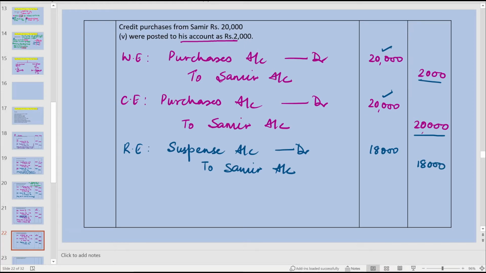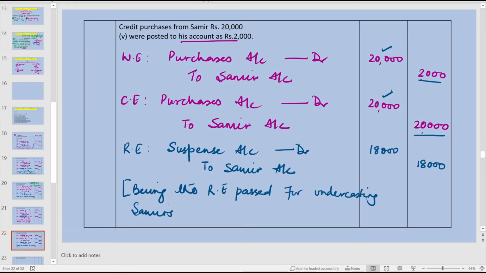This is the difference which you will write, right? Now you will say being the rectification entry passed for undercasting of Samir's account. Alright, let's go to the next one.